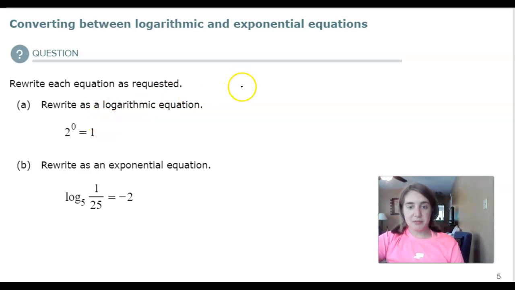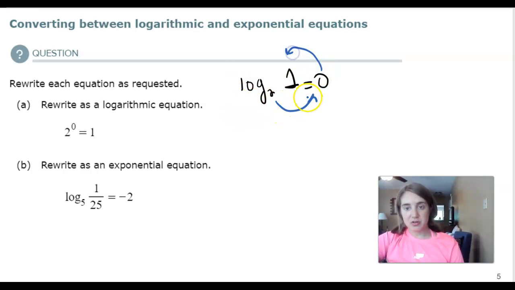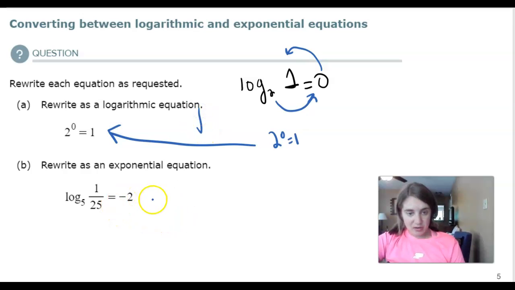We're going to take some time to keep practicing this. So 2 to the 0 power equals 1. If you ever want to check it, you can do the loop and see if it looks like how 2 to the 0 equals 1. And that's what we had there. Now it wants me to write this in exponential form. So I'm going to do the same loop idea. 5 to the -2 equals that.